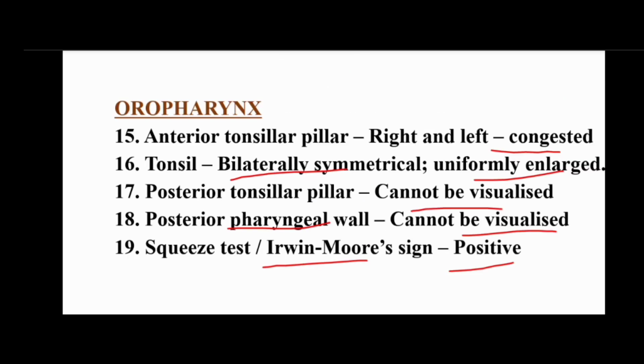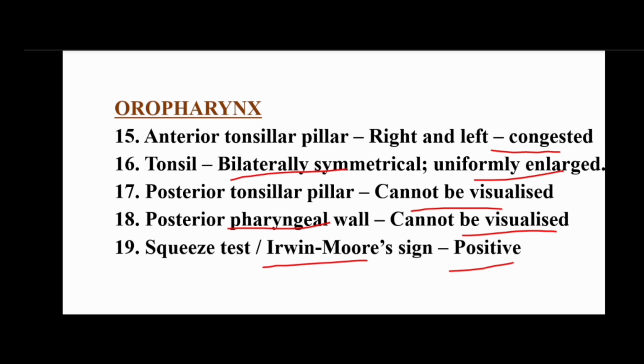Coming to the oropharynx: the anterior tonsillar pillar, right and left, is congested. The tonsils are bilaterally symmetrical and uniformly enlarged. The posterior tonsillar pillar can't be visualized because of the enlarged tonsil. We can't examine the posterior tonsillar pillar and posterior pharyngeal wall, so they can't be visualized.